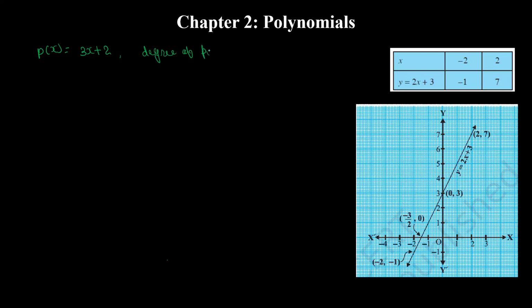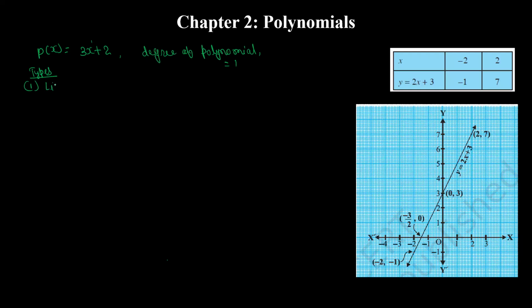So here, what we have taken is p of x equal to 3x plus 2. So p is a function of x. The variable x, highest exponent is what here? 1. So the degree of the polynomial for this is going to be equal to 1. On the basis of degree of polynomials, finally polynomials are divided into various types. On the basis of degree.